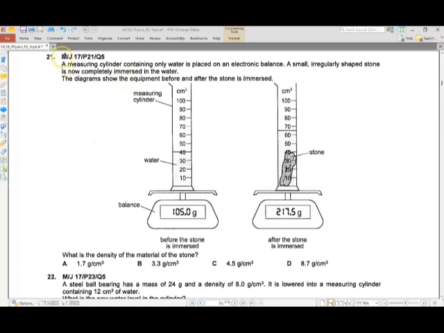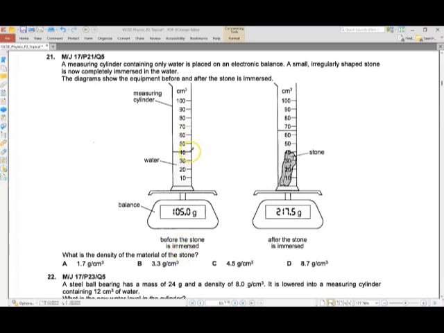So let's start part 2 for the topic density. Bismillah ar-Rahman ar-Rahim. Question number 21. A measuring cylinder containing only water is placed on an electric balance. A small, irregularly shaped stone is now completely immersed in water. The diagram shows the equipment before and after the stone is immersed. What is the density of the material of the stone?